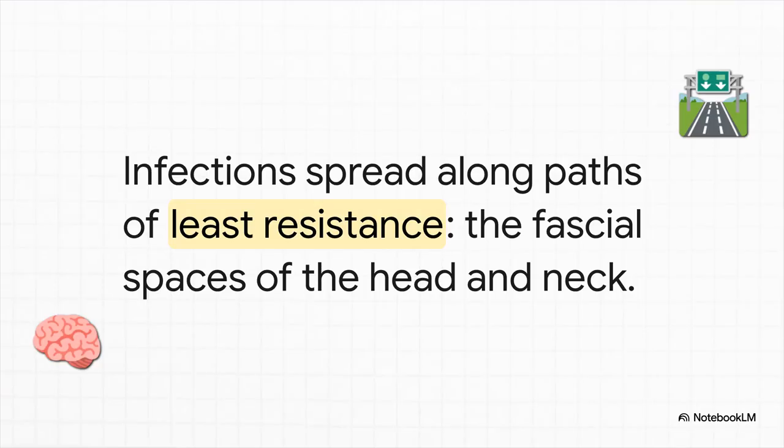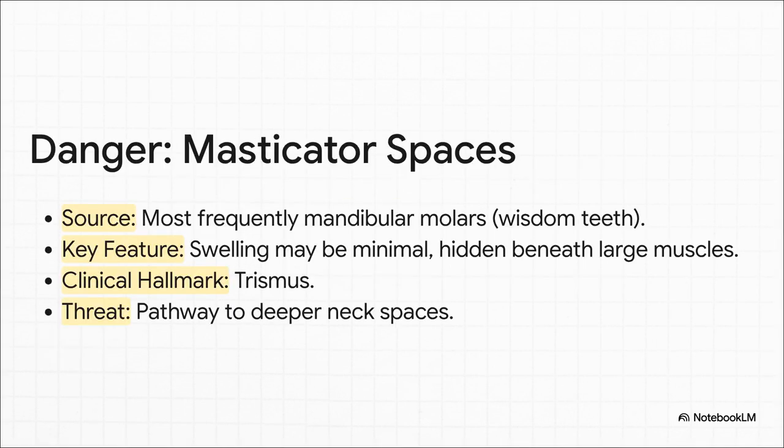So you've got to think of these fascial spaces in the head and neck like a network of interconnected highways. There are no stop signs, no speed limits. Once bacteria break out of the tooth or the gum, these tissue planes offer the path of least resistance. It allows that infection to travel incredibly fast from, say, a back molar right down towards critical structures like your airway.